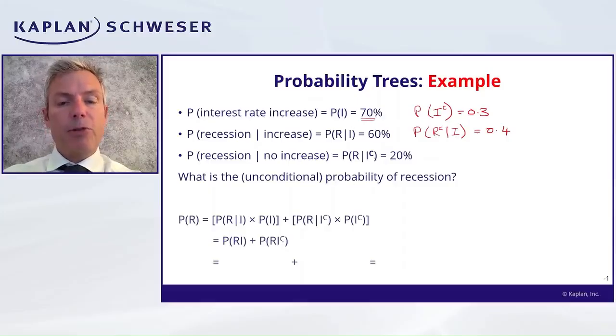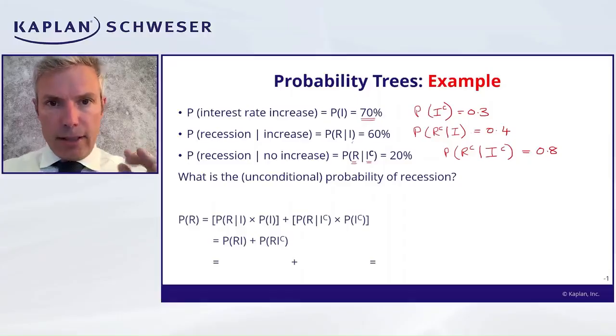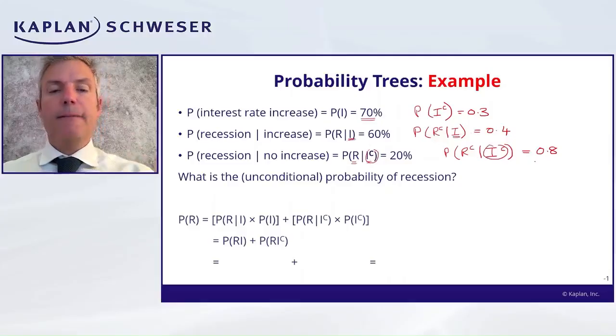We're told about what happens if interest rates don't go up. That's what I complement means. Interest rates have not gone up. Probability of recession is 20%. Therefore, the probability of no recession in this world, I complement, must be the complement. Notice we always take complements on the first thing, right? See how if you know P(R|I), then you take complements, P(R complement|I). You're still assuming this thing has happened to take the complement, right? And you're still assuming this thing has happened to take the complement here.